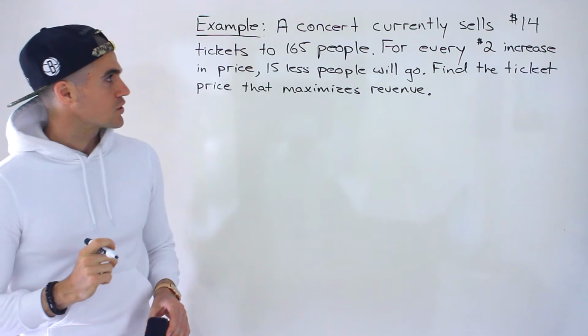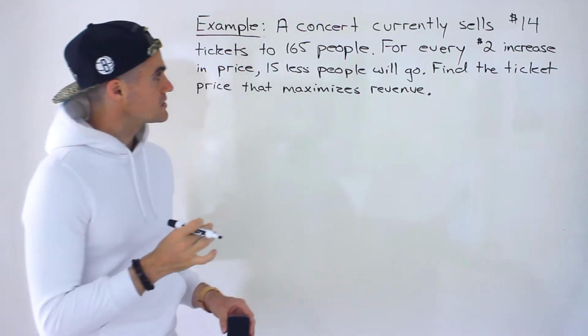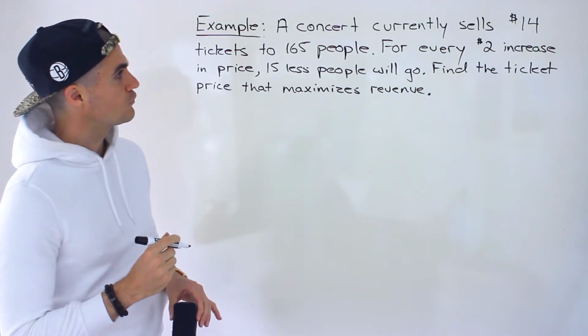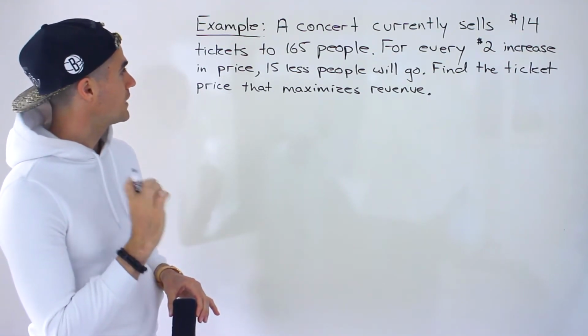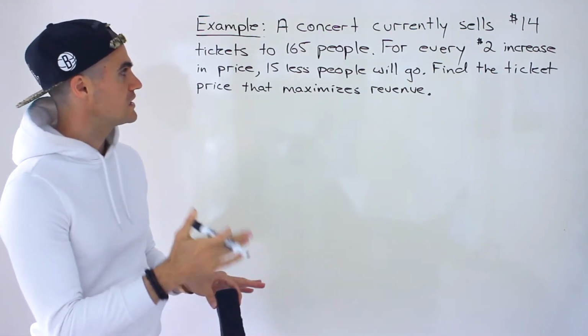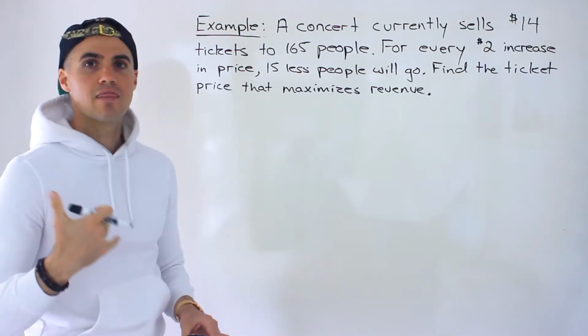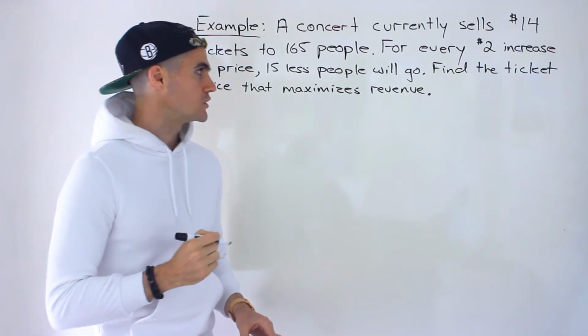So we're told a concert currently sells $14 tickets to 165 people, and then we're told for every $2 increase in price, 15 less people will go, and we have to find the ticket price that maximizes revenue.